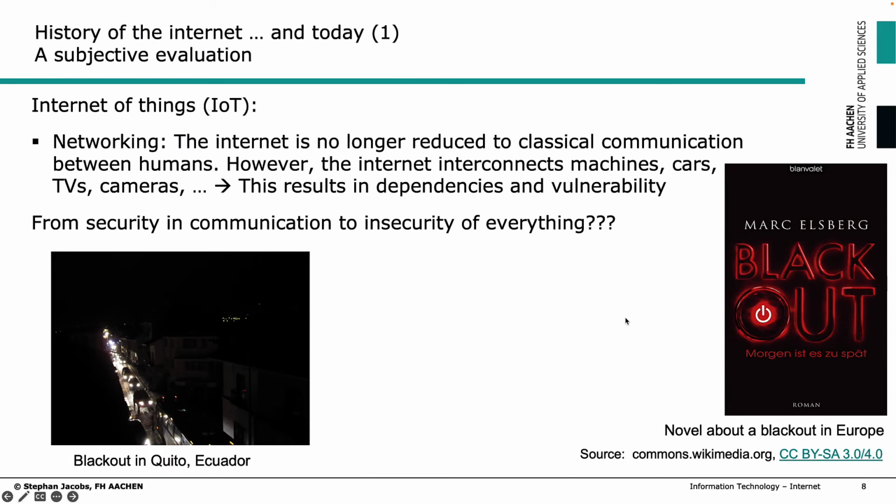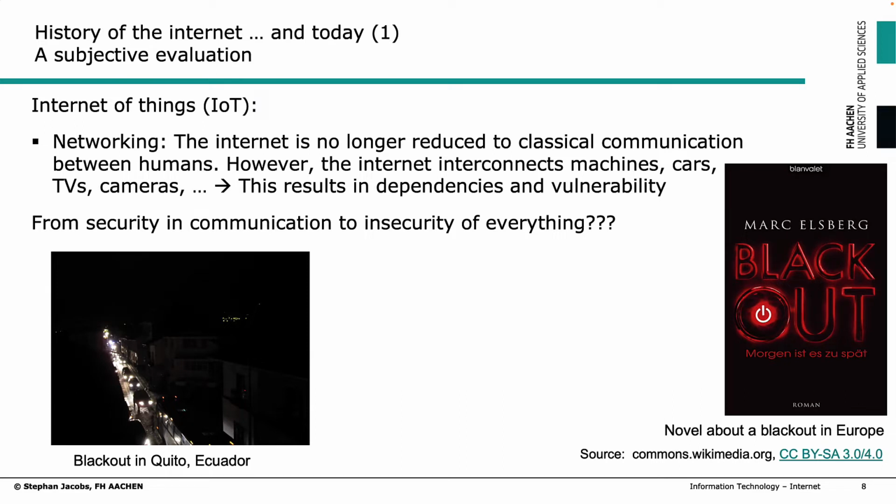But how does the internet look like today? There are some evolutions which are worth discussing. First of all, let's have a look at the Internet of Things, IoT. As you know, it's no longer only computers and smartphones which are connected to the internet. So are machines, cars, TVs, cameras, and so on. But what does it mean?